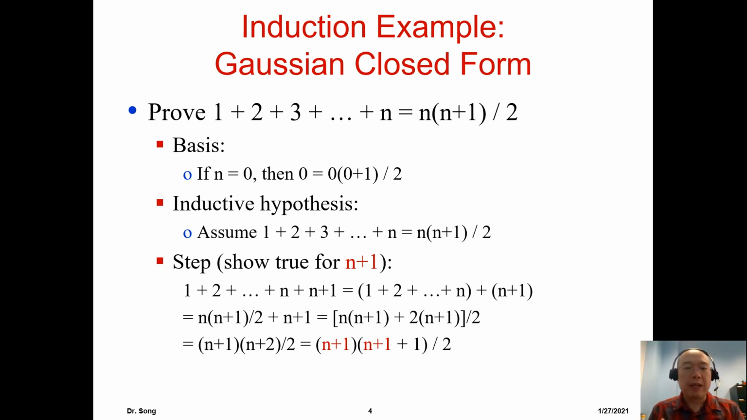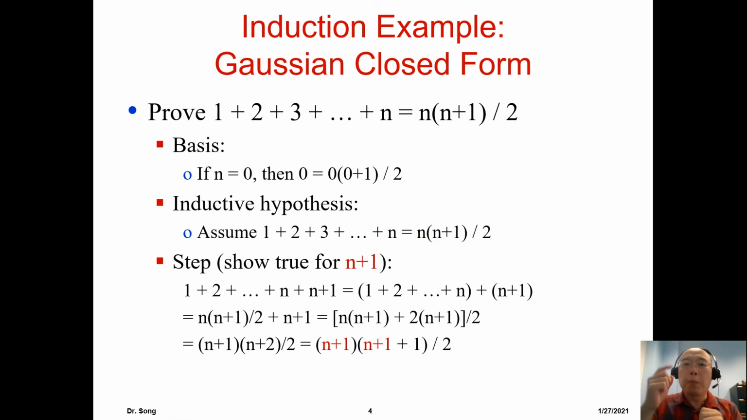The second step, the inductive hypothesis. Remember, for the second part, you don't want to prove that. You only want to assume that it's true. And what is that? For n, the sum from 1 to n is n multiplied by n plus 1 and divided by 2.